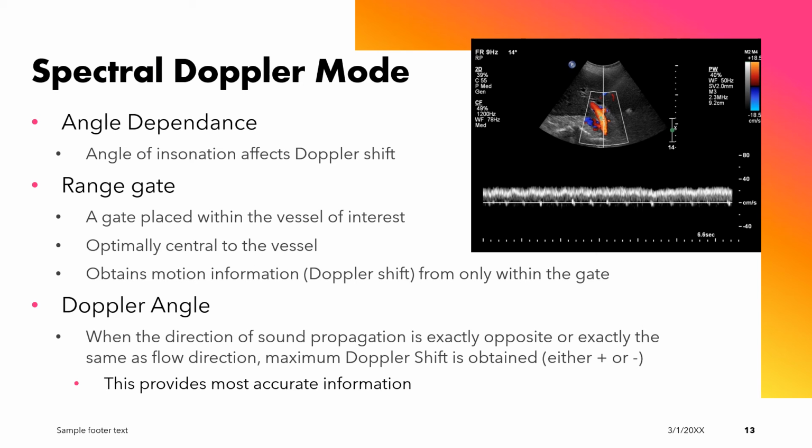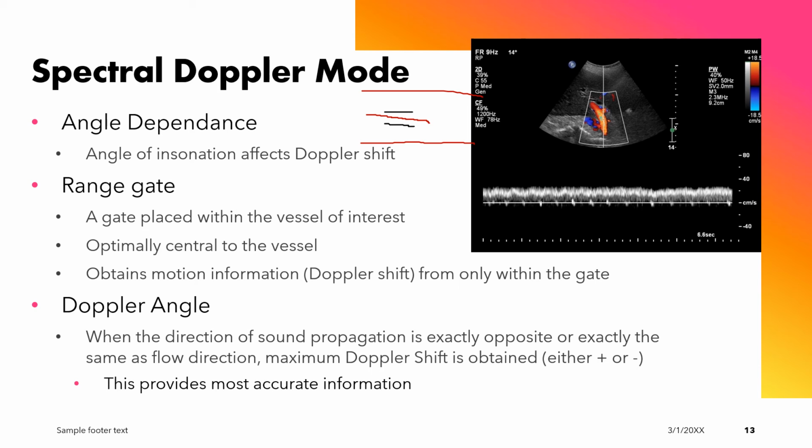Now, some other really important concepts that we have to know when we're utilizing spectral Doppler is that it is very what we call angle dependent. And so, as you saw on the previous slide, we typically will have a cursor, and we're going to put that cursor inside a vessel. And then what you'll see inside that cursor is kind of one long line.